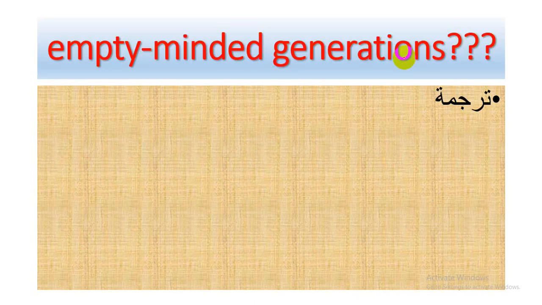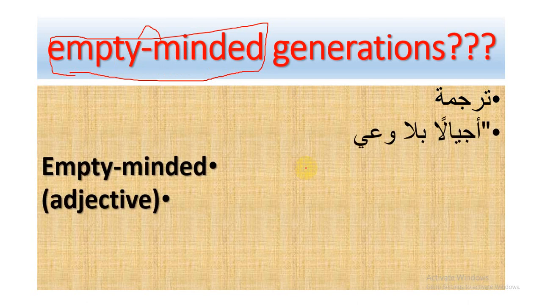How about this one? How can we translate this? Empty-minded generation. So generation, we know for sure that it means الأجيال, right? How about empty-minded? It's one word in English, a compound word that consists of two adjectives. And here it is in the adjectival position. So how can we translate it? Can you guess? Sure, we could say أجيال بلا وعي.